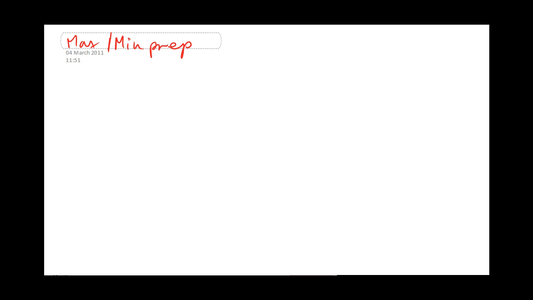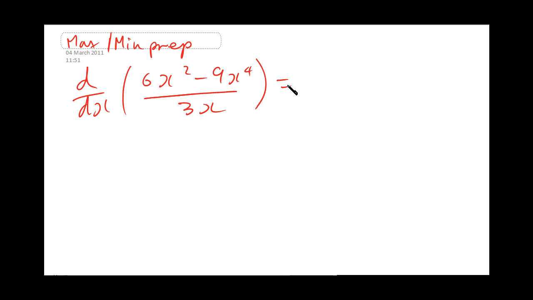Okay, we're just going to have a look at a few differentials and finish off with a max-min problem. When describing a differential of an expression, we'll just use the term d dx. So if I want to find d dx of 6x squared minus 9x to the 4 all over 3x. Now I'm just going to simplify that first. I'm still going to leave d dx because I've still yet to differentiate. I'm going to first of all divide it throughout by 3x.